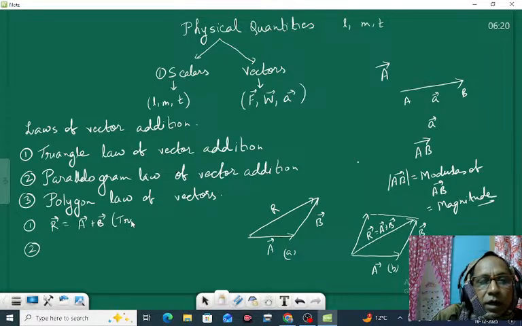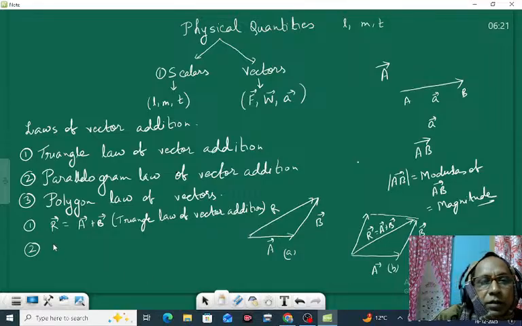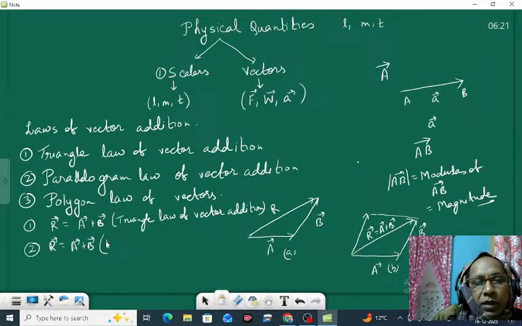This is the triangle law of vector addition. And the second one, this one, is the parallelogram law of vector addition. Though they are different, they give the same result, that is vector A plus vector B, and we call it the parallelogram law of vector addition.